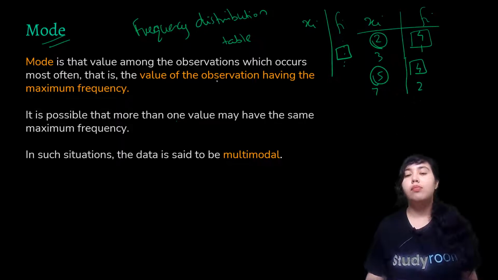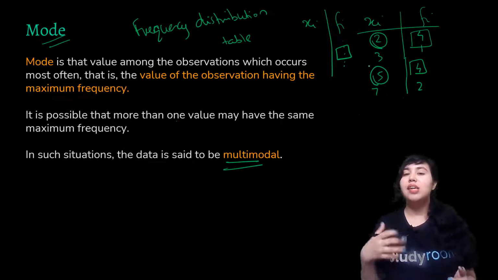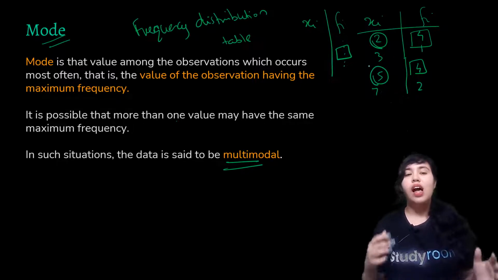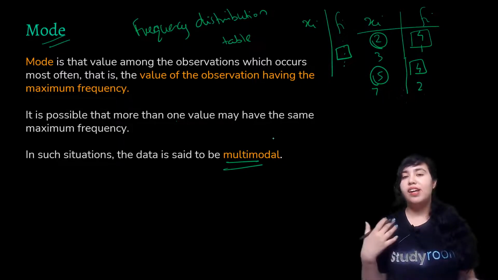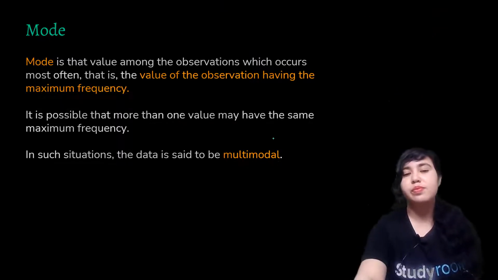So this is called multimodal then. This data is said to be multimodal because more than one value, 2 and 5 in this case, are having the same maximum frequency 4. Well, the good part is that we won't be dealing with multimodal data in this chapter. We'll be limited to data which will be having just one mode.